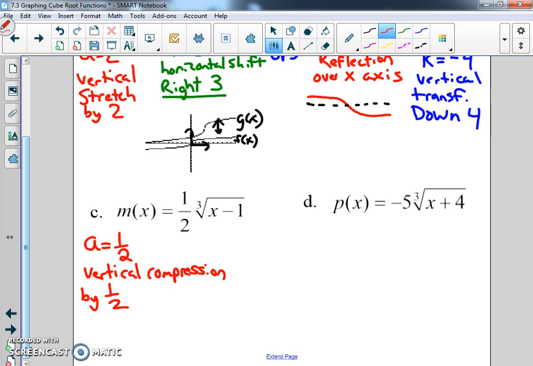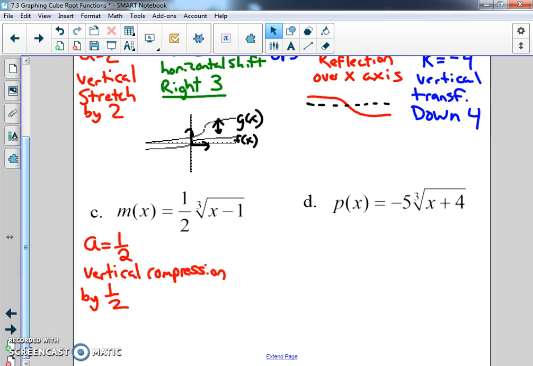So this means that it's going to be less tall by a factor of 1/2. So we're going to compress it. If you think about a compressor, a garbage compactor, a compressor does the same kind of thing. It takes something that's bigger and makes it smaller. And you'll see that when I graph this.